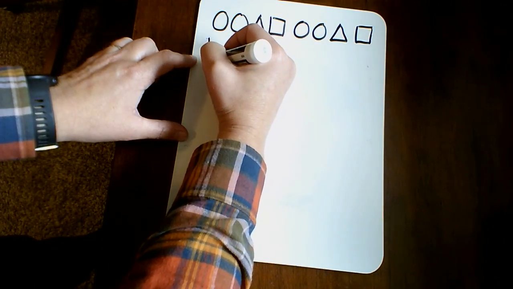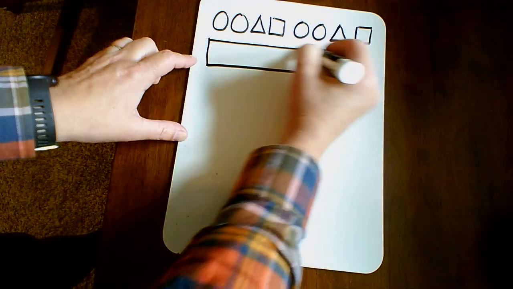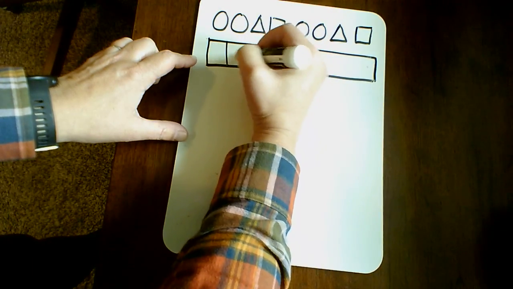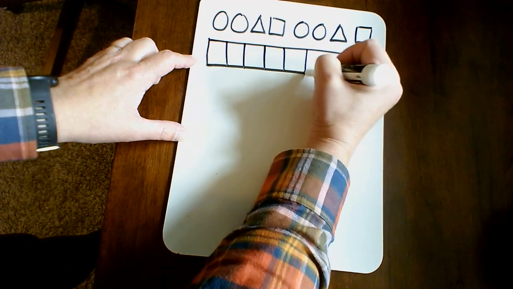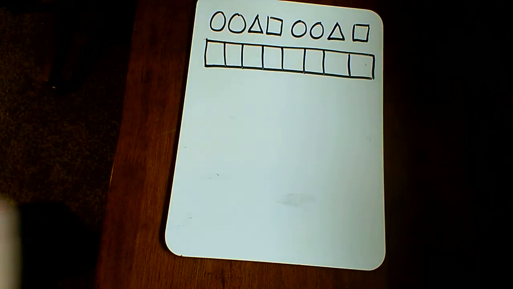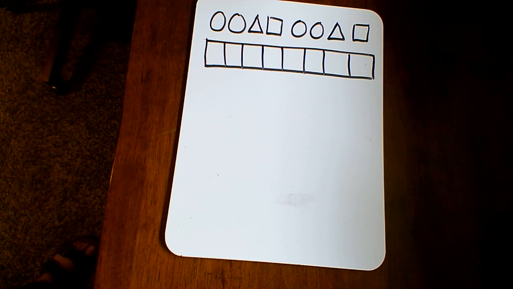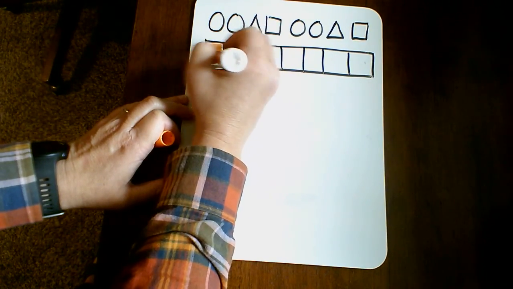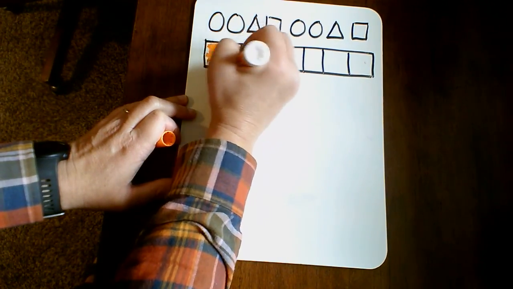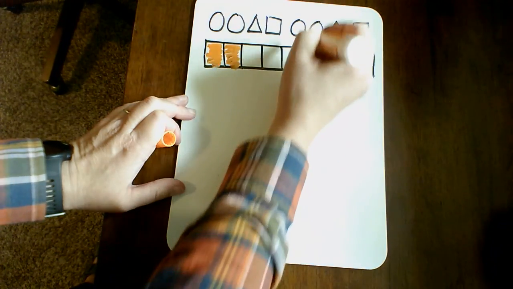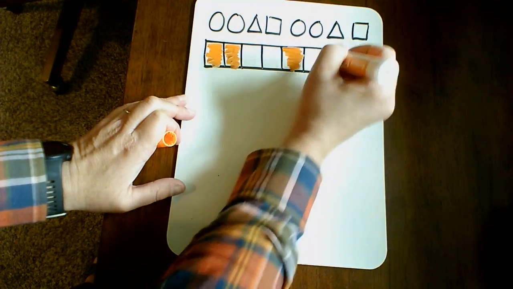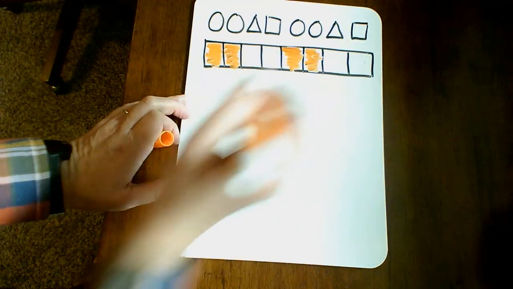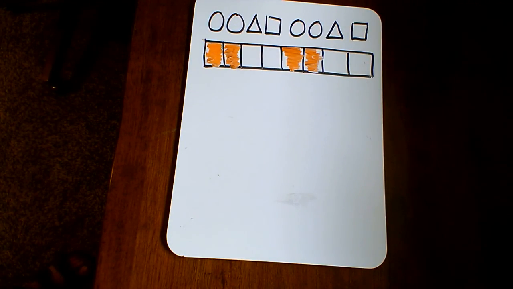Okay, let's work on translating this into colors. So the first thing I need is a color for circles. Let's color circles orange. Okay, orange. And I could go ahead over here. See, there's some circles right there, and I could color those in orange too. Okay, I'm not doing my best coloring here because I want to be pretty quick with this.